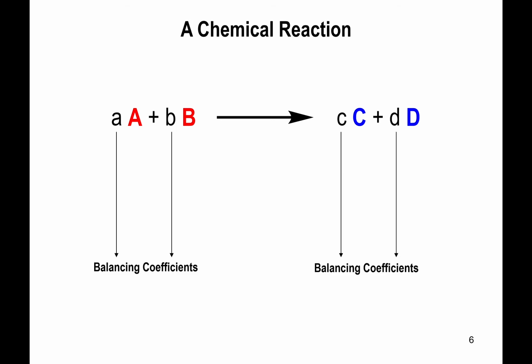The little letters here preceding the molecules are known as the balancing coefficients, and they do ensure that you have the same number of atoms on both reactant and product side of the equations.